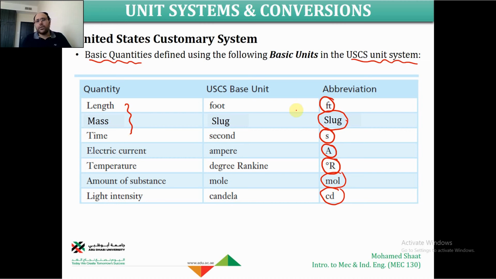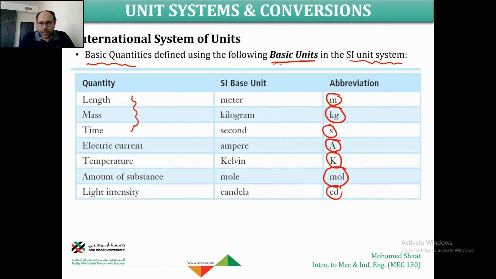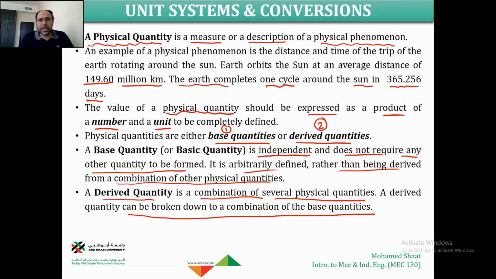The length in the American system is in foot as the base unit. Mass is in slug. The time is in second, like the international system. Make sense? So far we have discussed these different physical quantities.